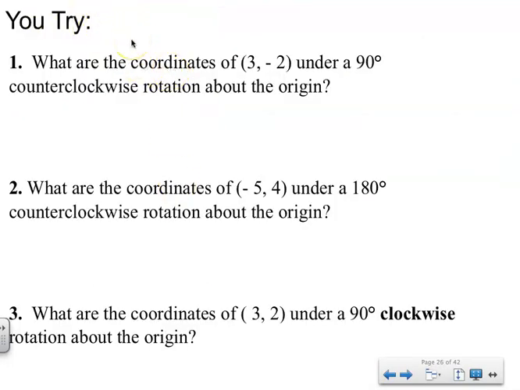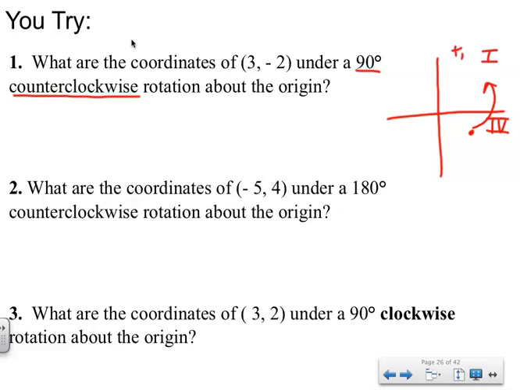Why don't you try these? It wants to know the coordinates of something under a degree of rotation. So it might help if you go ahead and draw the quadrant and plot the point and then see what would happen to it. So let me try the first one with you. So 3, negative 2 would be somewhere down here. So it's in the 4th quadrant. I want to go 90 counterclockwise. So that's 1 turn counterclockwise. So that will come up here. 1 turn, so it would now be in the 1st quadrant.